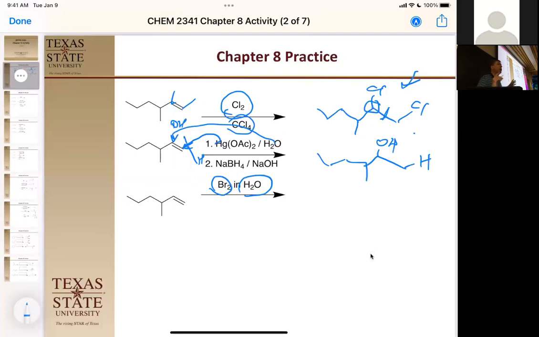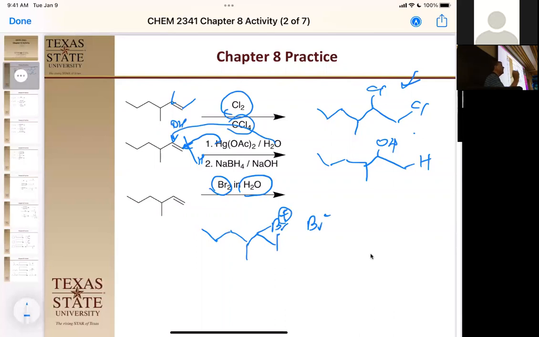No, that's the halohydrin reaction. Okay. So what's going to happen with that is we're going to have our bromonium cation form first, Br plus, and it's going to have Br minus as our nucleophile, okay? If we had it in carbon tetrachloride, that's the only nucleophile we have.